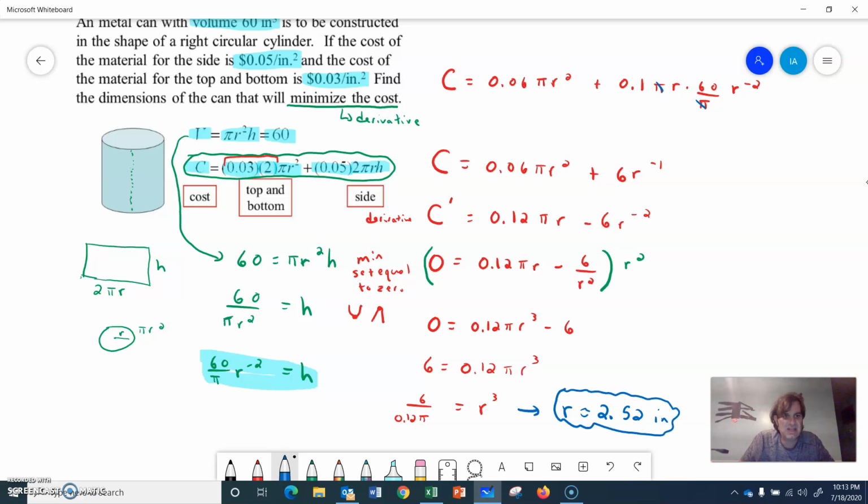Okay, so let's go back and find what we needed. It said find the dimensions. So we have the radius, and then over here, when I did my substitution, I have h in terms of r. So let's just use that. We'll say h equals 60 over pi times 2.52 squared. And that's an approximation. So let's just go ahead and put that in the calculator.